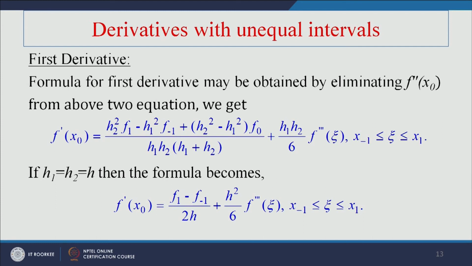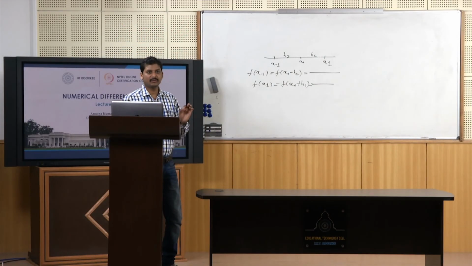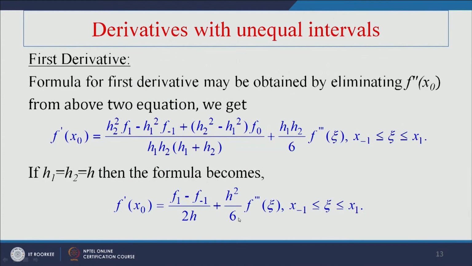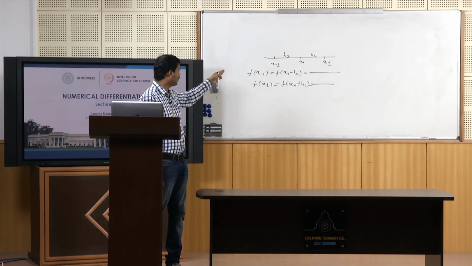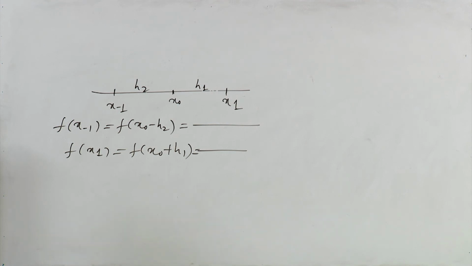Usually this is the central difference formula. This means that if you expand f of x plus h and f of x minus h, and take the difference of both these terms, you can obtain the same formula. So f dash of x0 can be written in the form of f1 minus f of minus 1 by 2h, and the remainder term can be written as h square by 6 f triple dash of zeta, where zeta lies between x of minus 1 and x1 here.